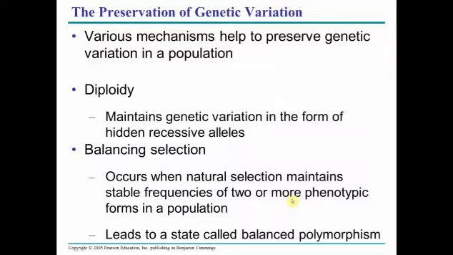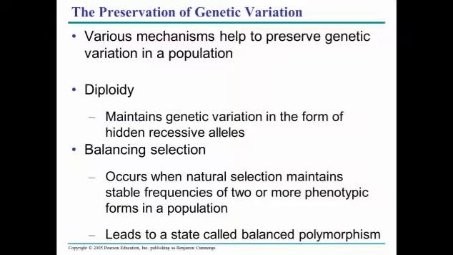Now, different ways that genetic variation can be preserved. Well, we are diploid organisms, of course, so diploidy maintains genetic variation because there are recessive alleles that can be hidden. So this is a benefit, or part of the reason why we are diploid, because that helps to promote or maintain the variation.